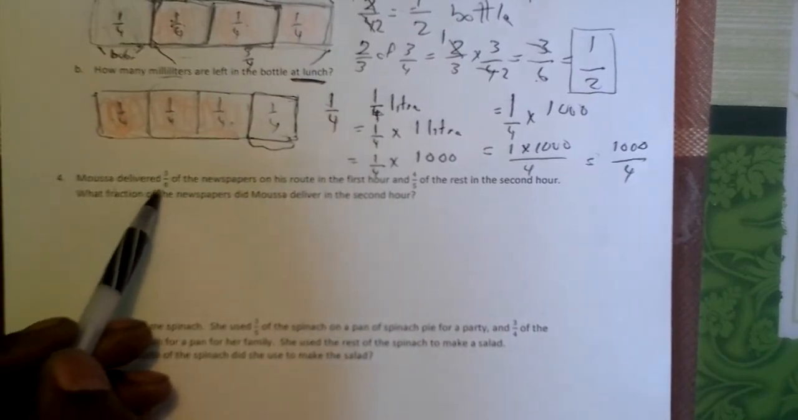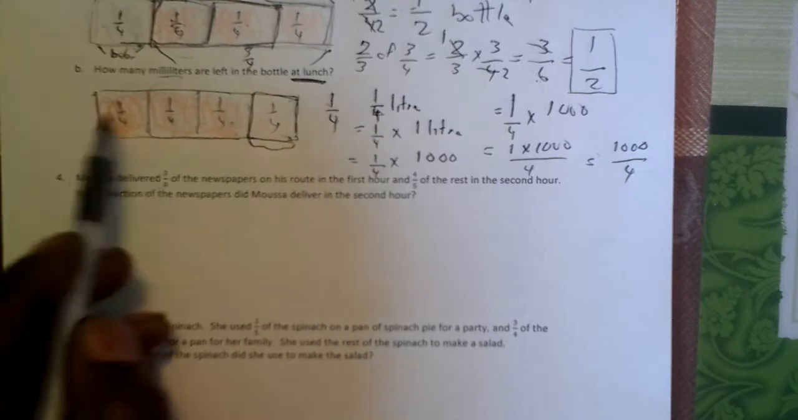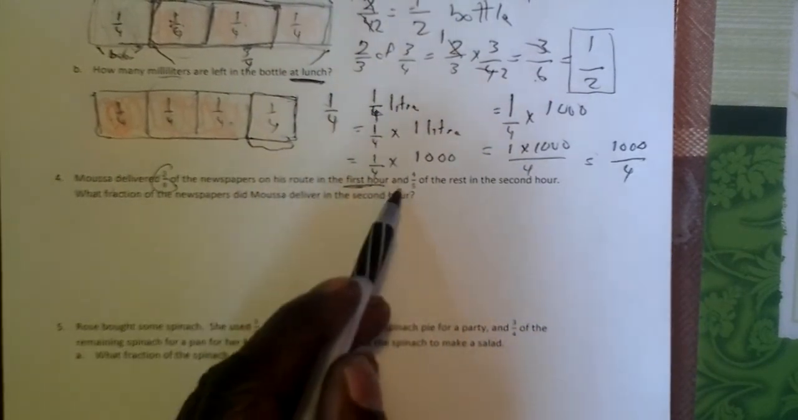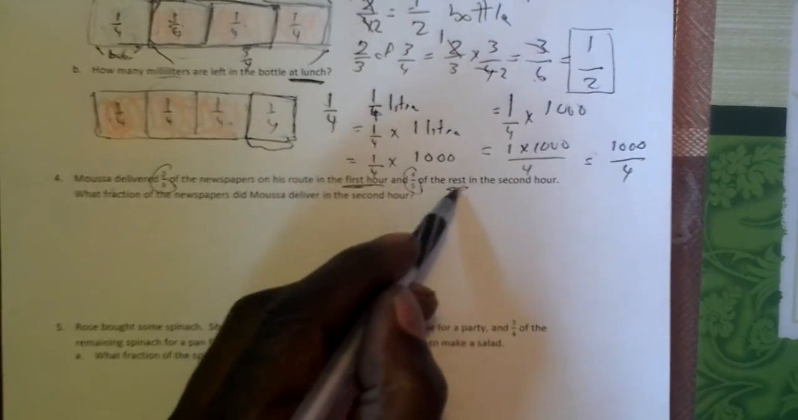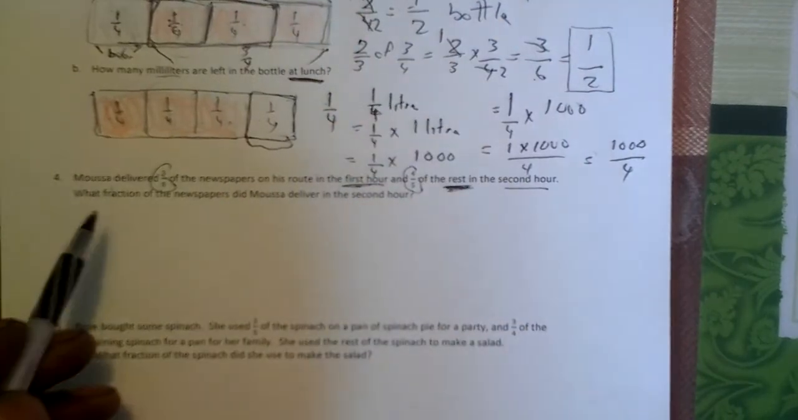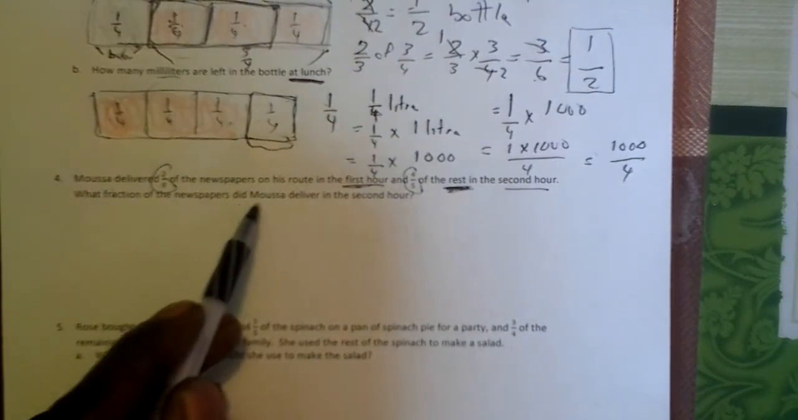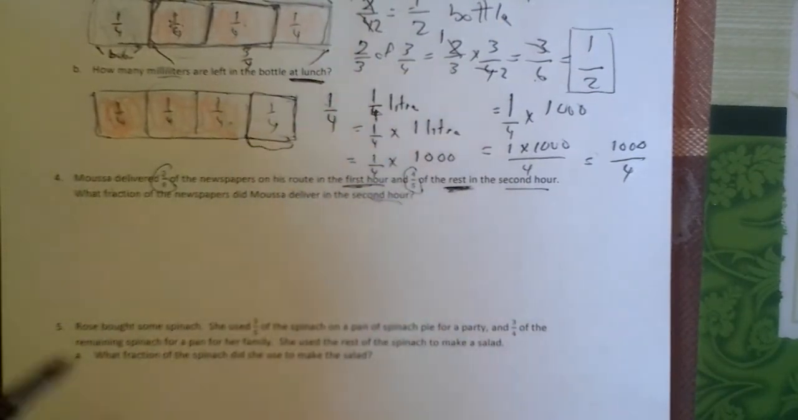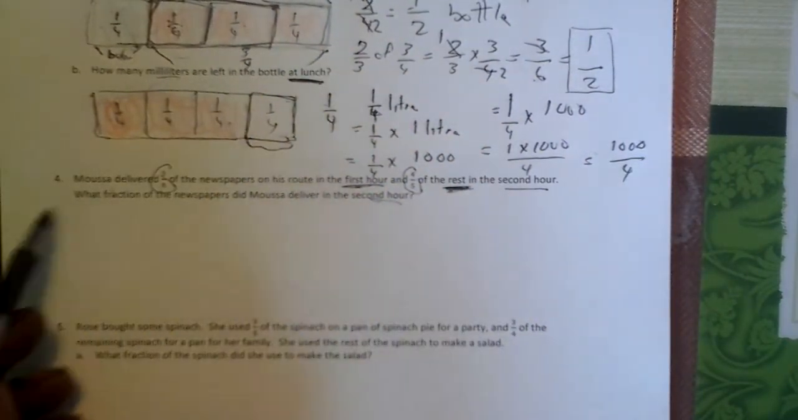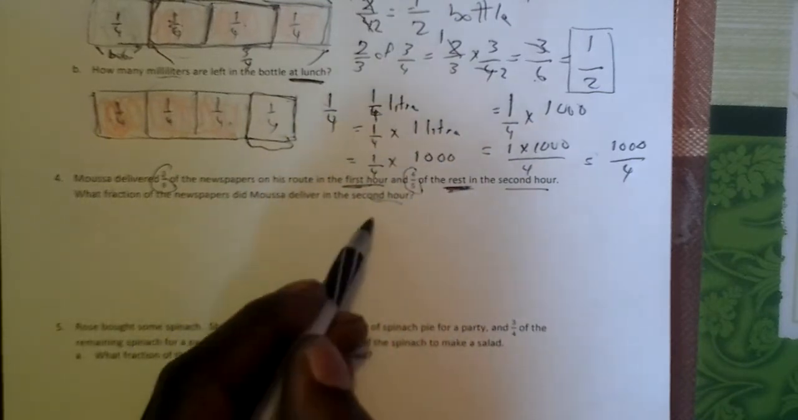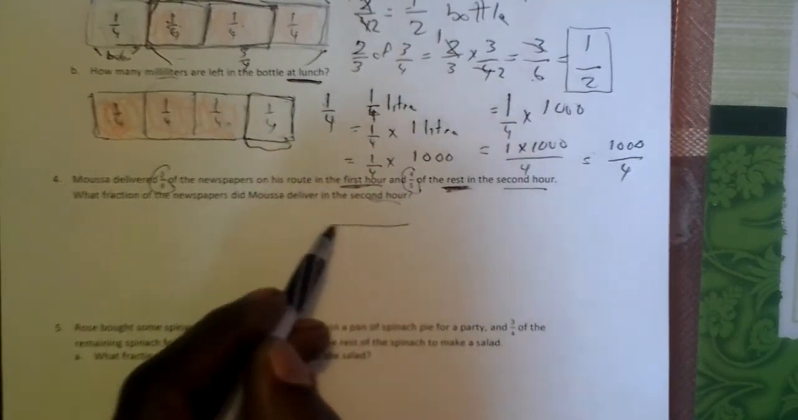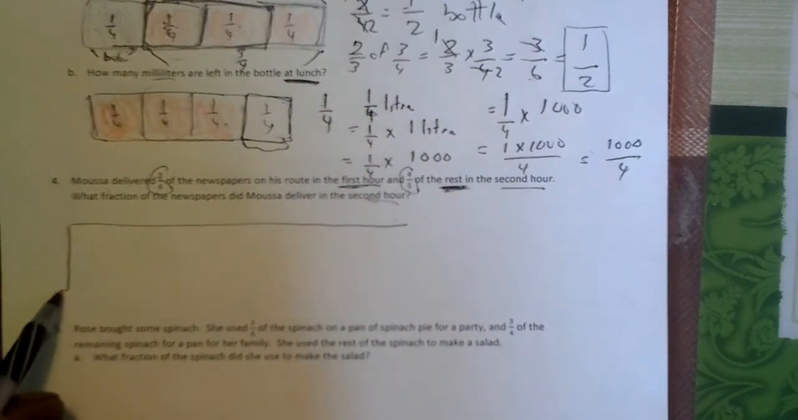So Musa delivered 3/8 of the newspapers on his route in the first hour, and 4/5 of the rest in the second hour. That's the important one. What fraction of the newspapers did Musa deliver in the second hour? Okay, let's do a tape diagram. Remember, we got lots of space, so let's make the tape diagram big so we can see what goes on, and then the answer will jump out at you, okay, Tennille? So let's make it nice and big.